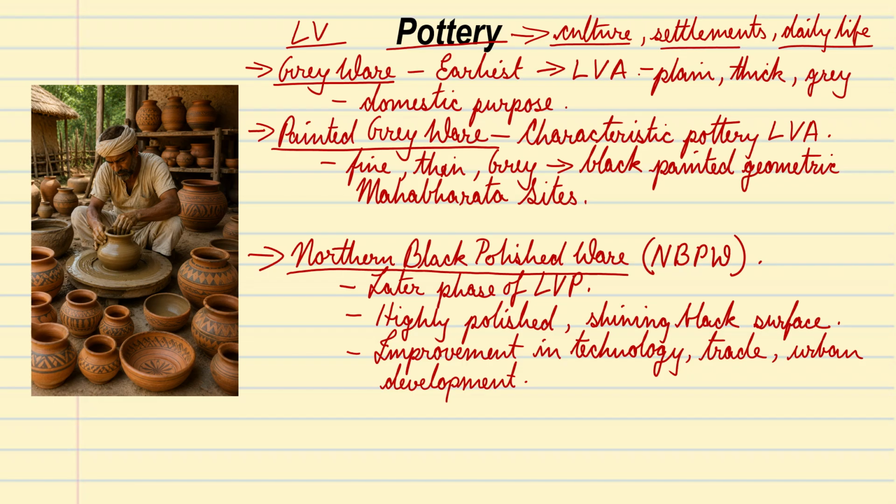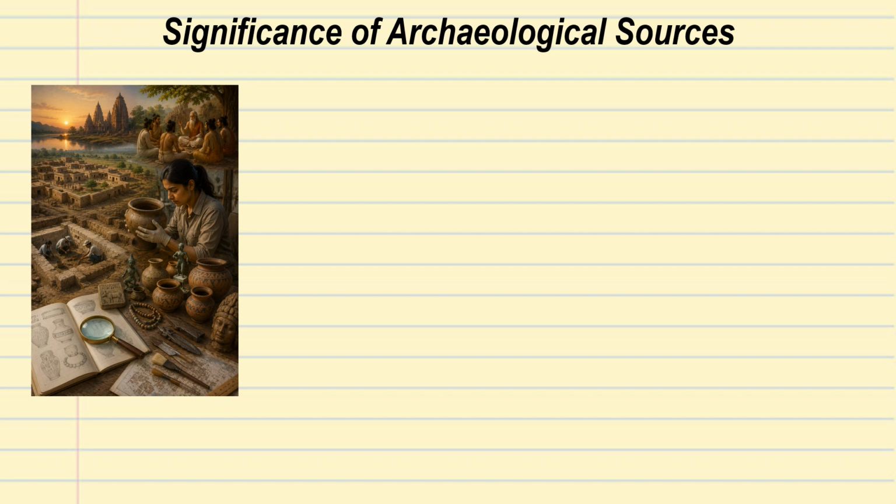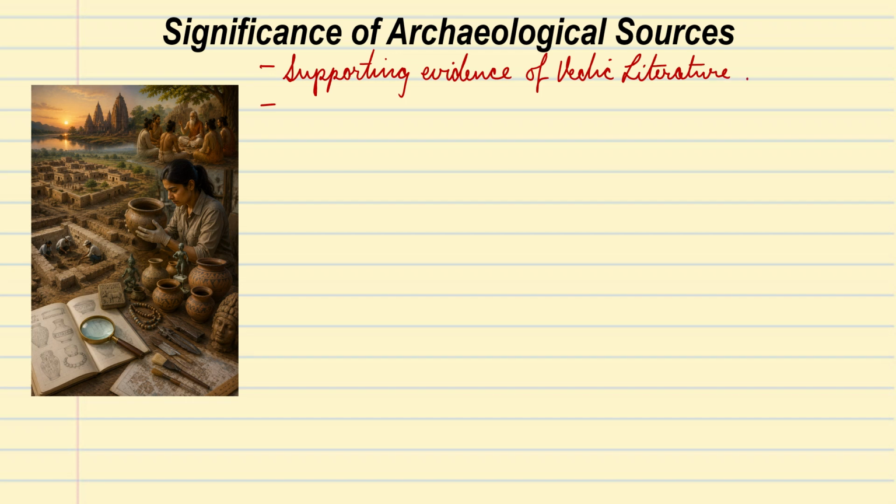Now we will go through the significance of archaeological sources. Why are the archaeological sources important in this discussion? So archaeological sources are important because they are the supporting materialistic evidence of Vedic literature. You see, texts can be fictionalized. They can say anything and everything. But when we find archaeological evidences to support what is written in the text, then we can be sure that those informations are not fabricated.